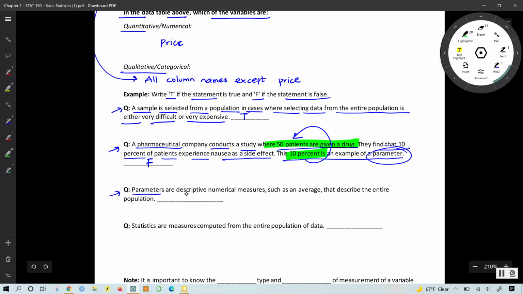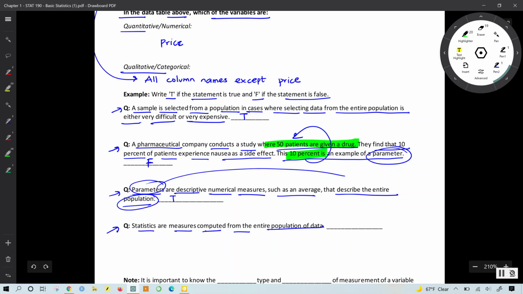Question. Parameters are descriptive numerical measures, such as average, that describe the entire population. True, parameters always pertain to the entire population, so this is true. Then, next question. Statistics are measurements or measures computed from the entire population of data. Not true. Statistics pertain to a sample. That is, you compute a sample characteristic, and that sample characteristic, such as the sample mean, is called a statistic. So this would be false.